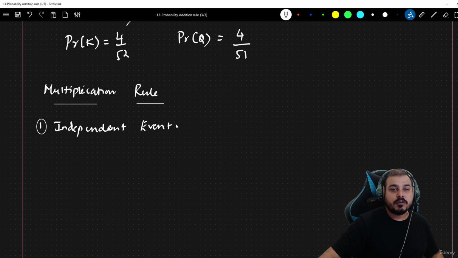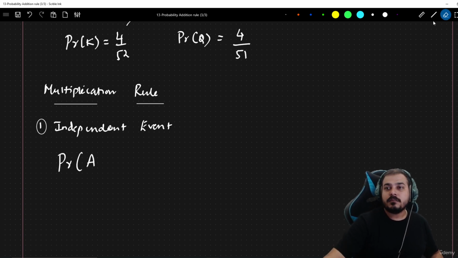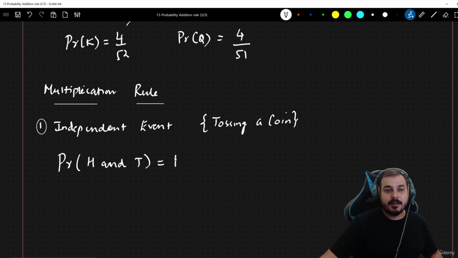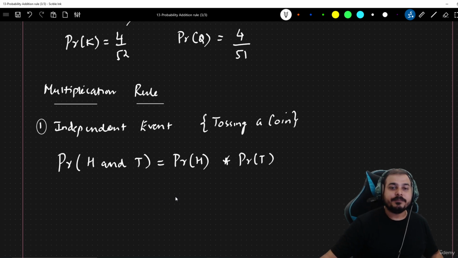Independent event. Suppose I ask, what is the probability of, let's take the same example, tossing a coin. Now suppose my question is, what is the probability of getting a head and then getting a tail? At that point, the multiplication rule for an independent event becomes probability of H multiplied by probability of T. So what is the probability of H? 1 by 2 multiplied by 1 by 2, which is nothing but 1 by 4.